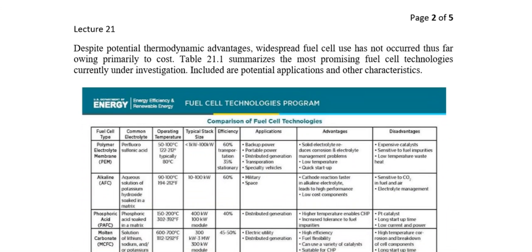There are a huge number of possibilities that the fuel cell can provide us. But despite its potential thermodynamic advantages, widespread use of fuel cells has not occurred so far. But obviously, in the next 10 to 15, 20 years, you would be looking at a more matured technology, and the internal combustion engine would be obsolete, and nobody would be trying to use it.